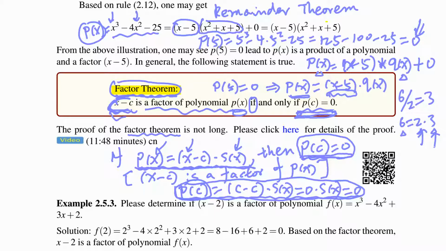For this mathematical statement, they use "only if". If we understand, if p of c is 0, then we have this one. "Only if" means what? If p of c is not 0, then x minus c will not be a factor of p of x. That's basically what we did for this part.